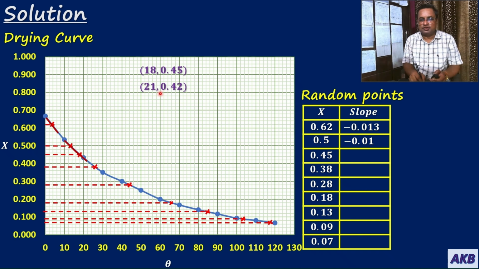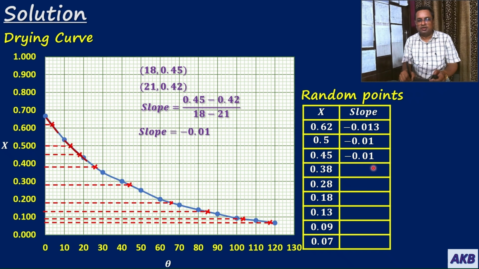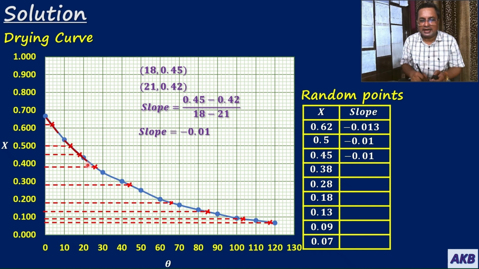Okay, so once you have 2 points we can find the slope. So slope is 0.45 minus 0.42 divided by 18 minus 21. So that gives us slope as minus 0.01. So at x is equal to 0.45, slope is minus 0.01. Next, I will draw tangent at the next point over here at this point. So let us do that.